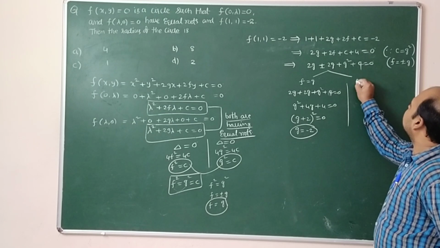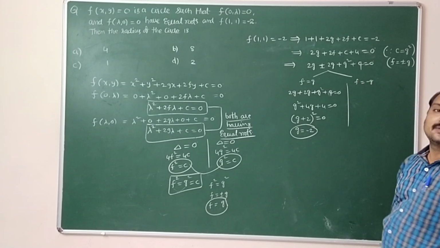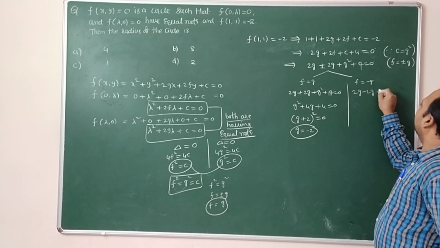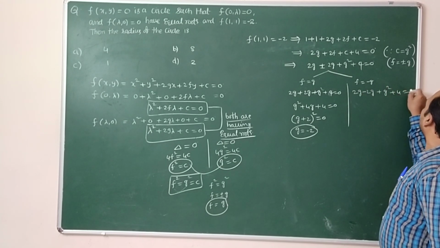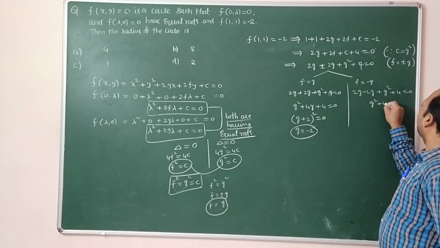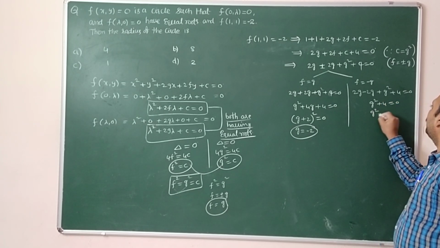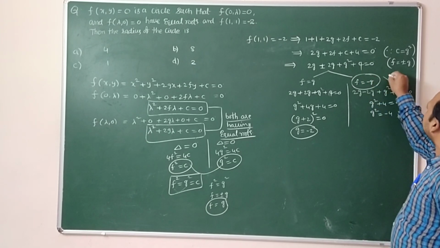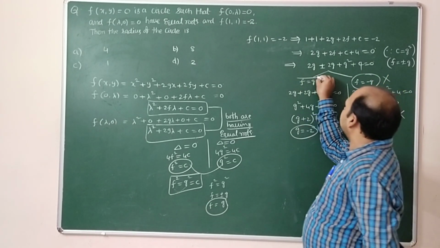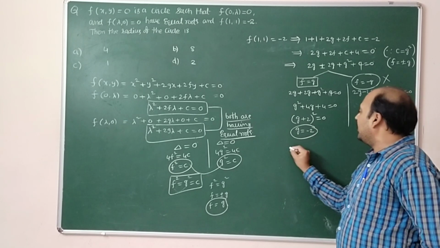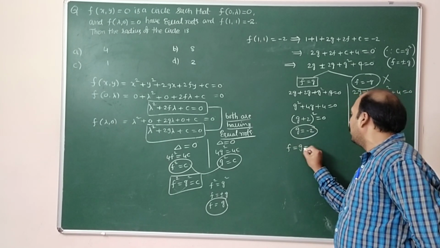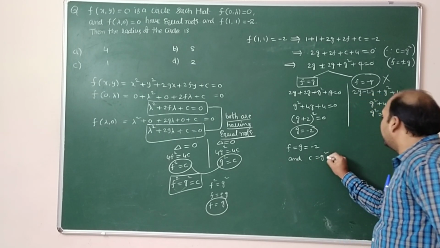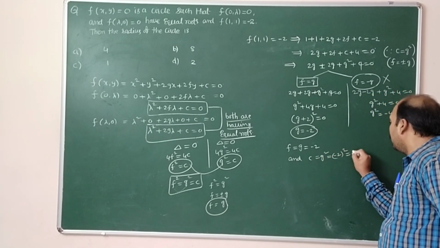Suppose you take f = -g: 2g - 2g + g² + 4 = 0. So g² + 4 = 0, g² = -4, which is not possible. That is the reason f = -g is not possible, so only f = g. So g = -2, meaning f = g = -2, and c = g², which is (-2)², equal to 4.